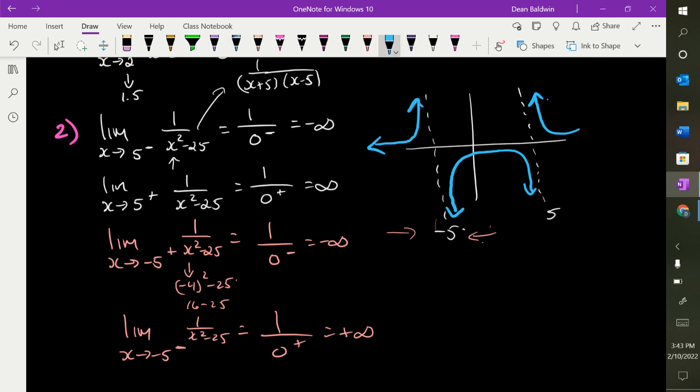And there's your graph. That's infinite limits, people. Use this little 0, positive, negative, and remember that any constant divided by 0 is always positive or negative infinity.